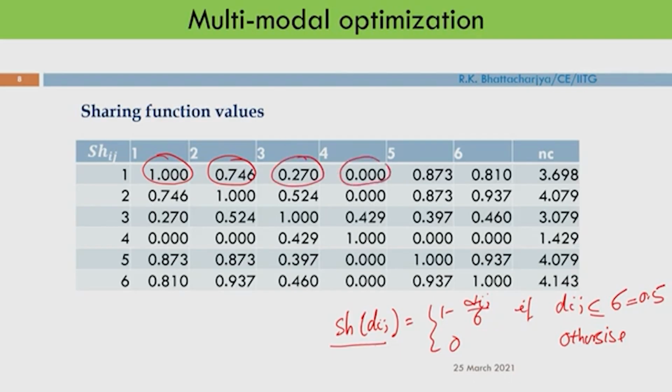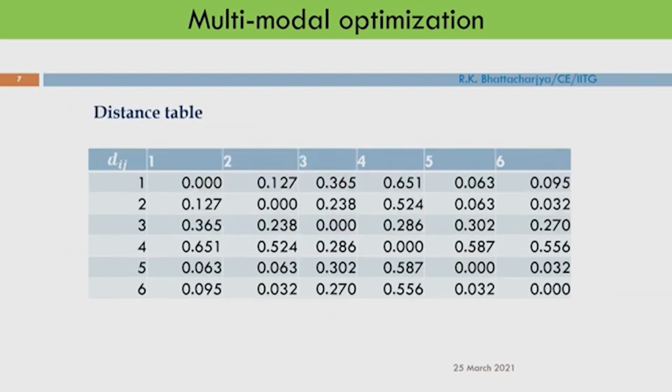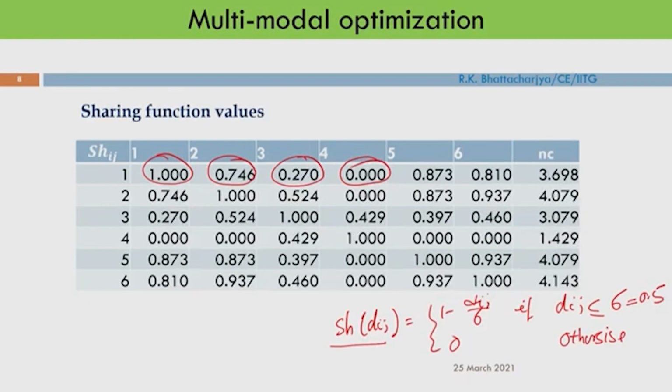Here it is more than sigma, you can see that this value, 0.651, is more than 0.5. So, therefore, this particular solution is not a crowded solution with respect to this solution, and therefore, the sharing function value is 0. And here this is less than 0.5, so it is 0.873, and here also it is less than 0.5, and therefore, this is 0.810.